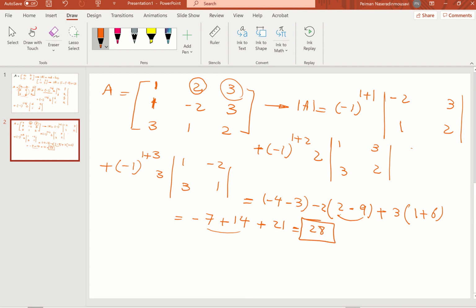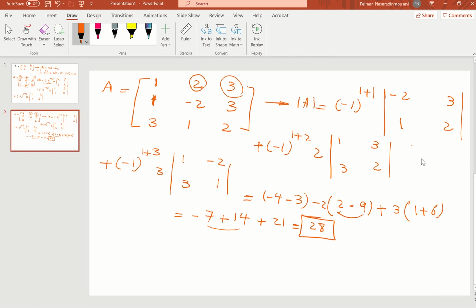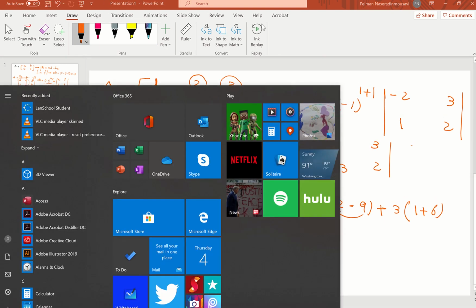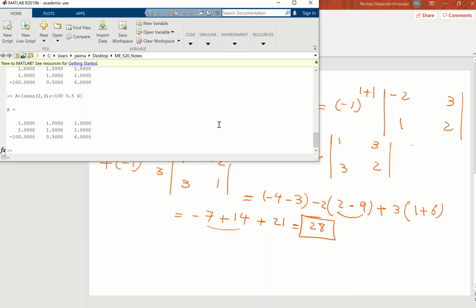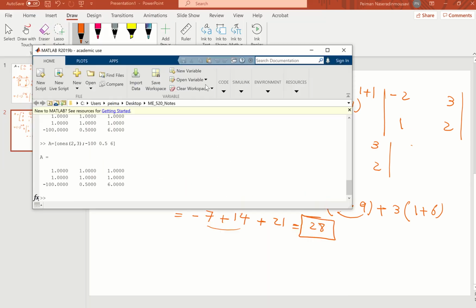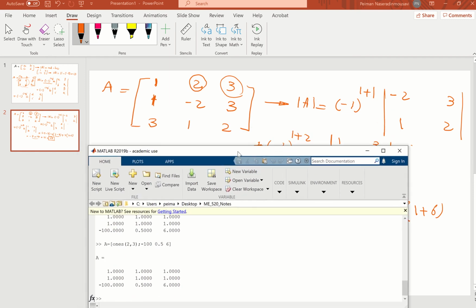Okay, so let us do this in Matlab. If we go to Matlab, let me make sure it's recording. Yes. So we're going to have A equal to 1, 2, 3. That's right. 1 minus 2, 3. And 3, 1, 2.